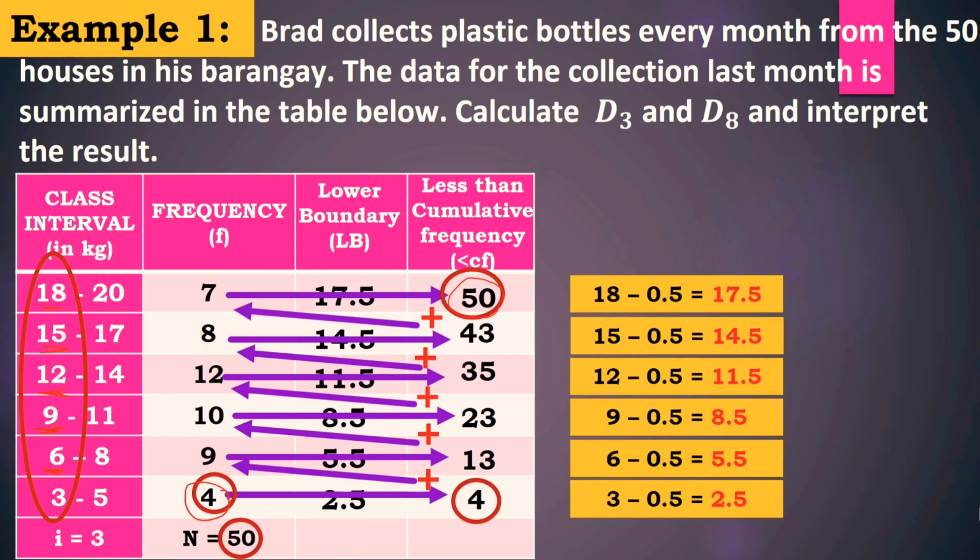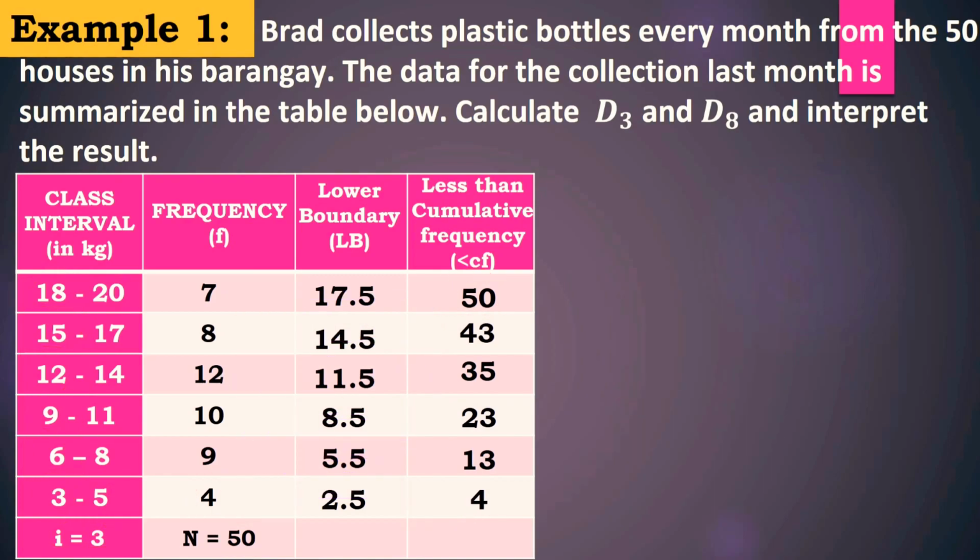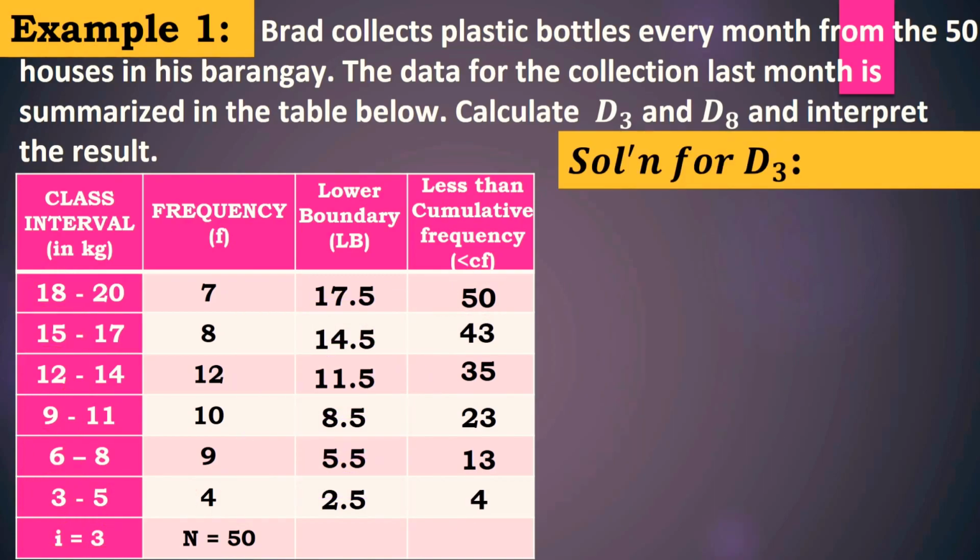So for the size of the class interval, that's 3. We have 3, since 3, 4, 5, that's the distance from the lower limit to the upper limit. So let's solve for d sub 3. For d sub 3, we have to locate the d sub 3 class. That's by kn over 10 because for decile the denominator is 10, where k is 3 times n is 50. Okay, so 3 times 50 divided by 10 is 15.